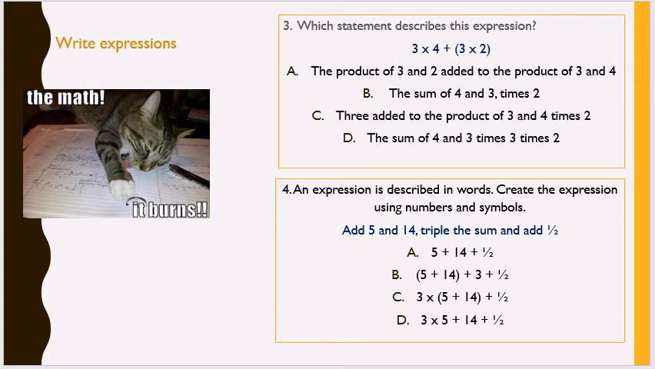Add 5 and 14, triple the sum, and add 1/2. So, would your expression be A, 5 plus 14 plus 1/2? Or B, parentheses, 5 plus 14, close parentheses, plus 3 plus 1/2? C, 3 times, parentheses, 5 plus 14, close parentheses, plus 1/2? Or D, 3 times 5 plus 14 plus 1/2?